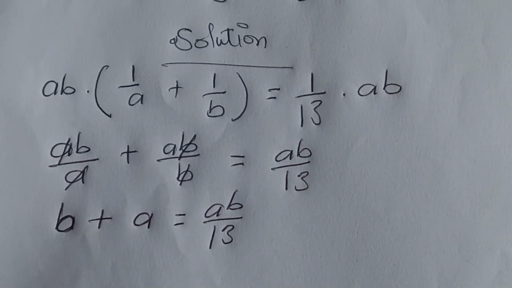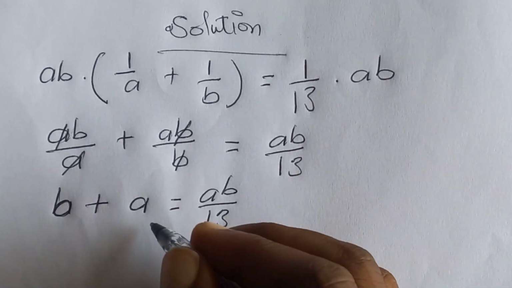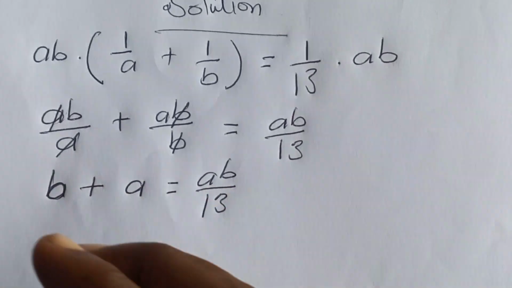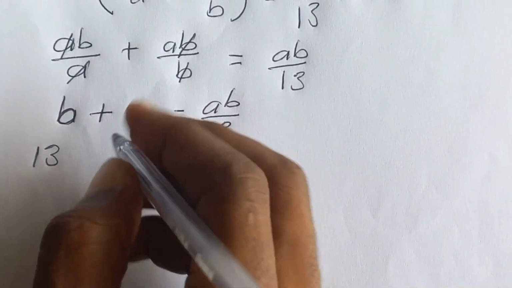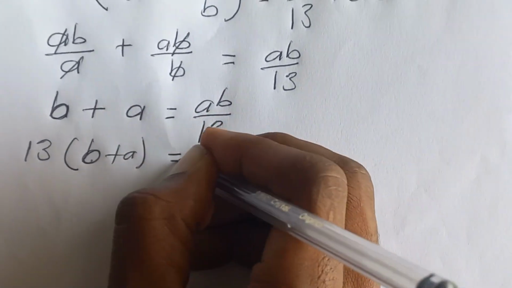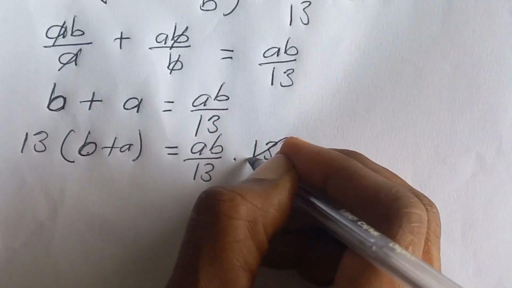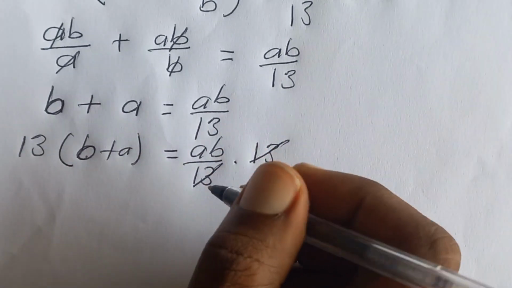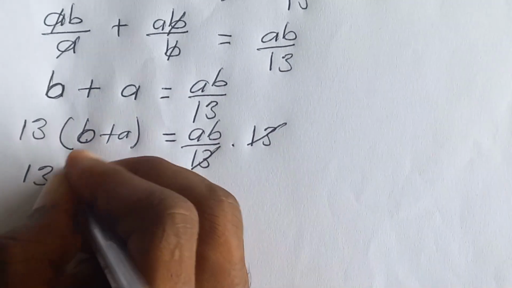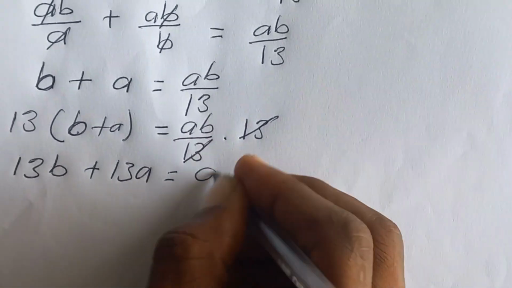Now we need to eliminate this 13 here. By doing this, we want to multiply both sides by 13 again. So we're going to get 13(B plus A) is equal to AB/13 multiplied by 13. This one will cancel this, leaving 13B plus 13A is equal to AB.